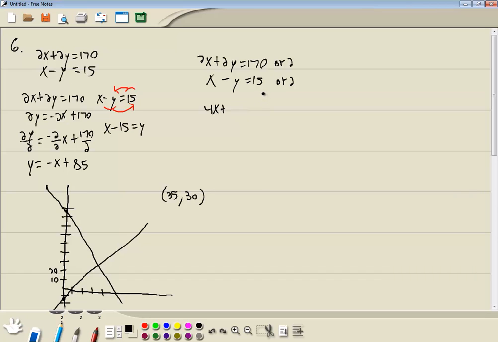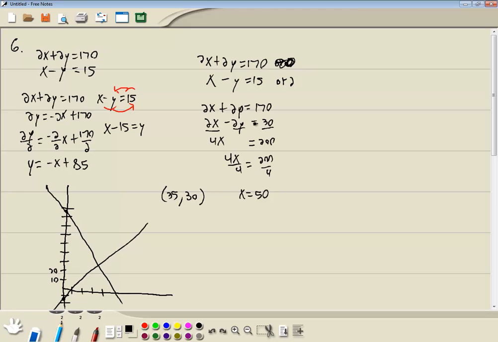Okay, let's try that again. First equation I'll leave alone. So I got 2x plus 2y is equal to 170. Multiply the second equation by 2. So we got 2x minus 2y is equal to 30. Add those together. 2x plus 2x is 4x. 2y minus 2y drops away. 170 plus 30 is 200. Divide both sides by 4. And we get x is equal to 50. Okay. Wasn't very good on that one.